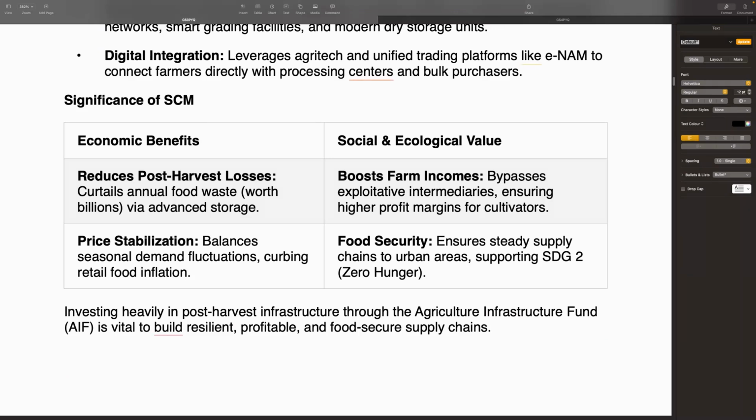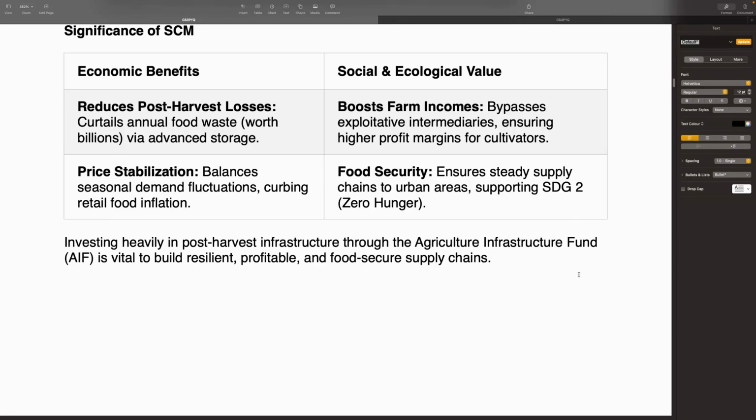Significance of SCM: economic benefits and social and ecological value. The benefits: it reduces post-harvest losses, curtailing annual food waste worth billions via advanced storage. Price stabilization balances seasonal demand fluctuations, curbing retail food inflation. Boosts farm incomes: bypasses exploitative intermediaries, ensuring high profit margins for cultivators. Food security: ensures steady supply chain to urban areas, supporting SDG 2, zero hunger. Investing heavily in post-harvest infrastructure through the Agricultural Infrastructure Fund, AIF, is vital to build resilient, profitable, and food secure supply chains.